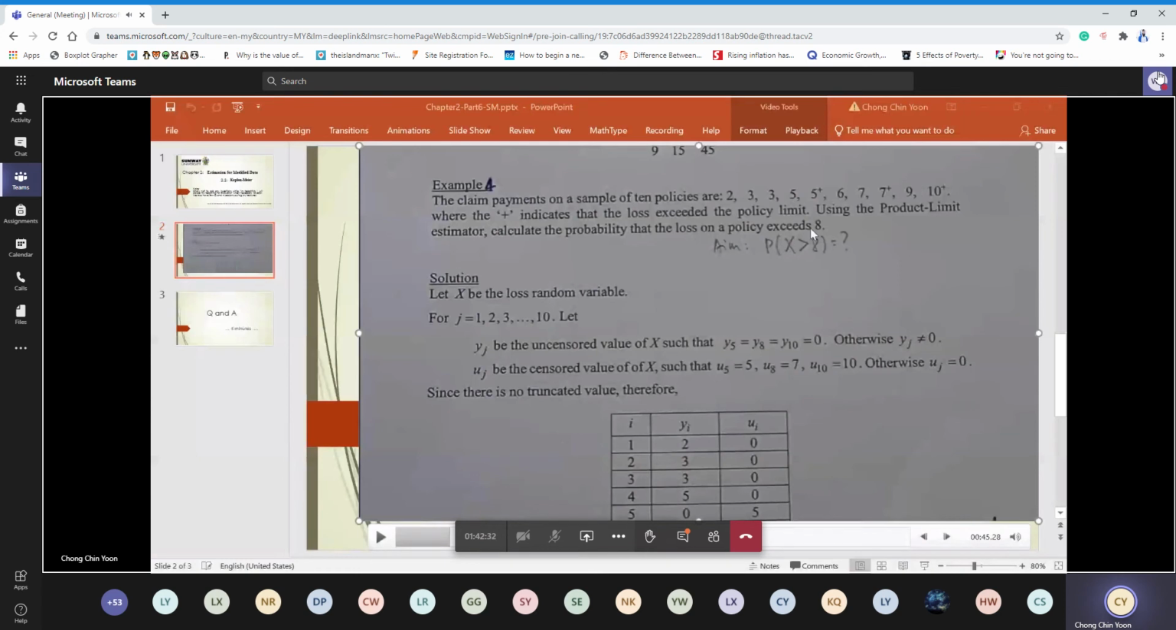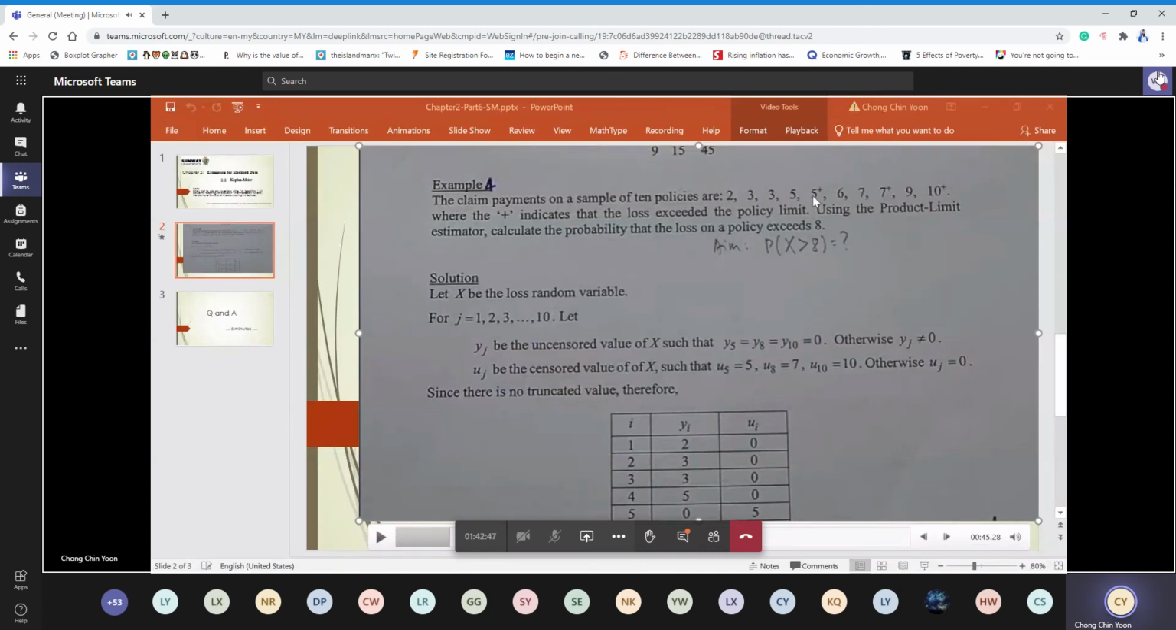Now, class, can you see using the product limit? The question didn't mention the Kaplan-Meier. Understood. This is a Kaplan-Meier problem. Okay, so you use the Kaplan-Meier method to calculate this probability.